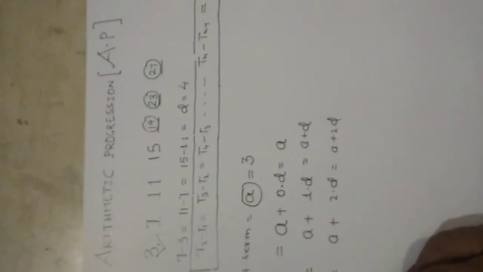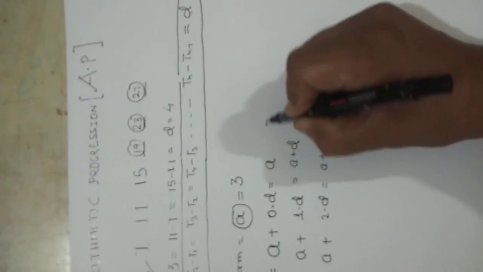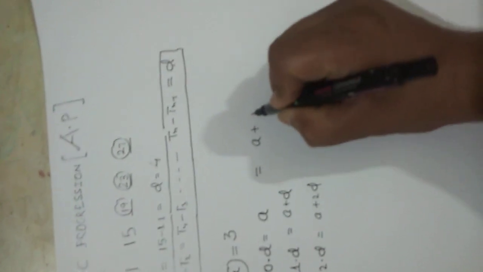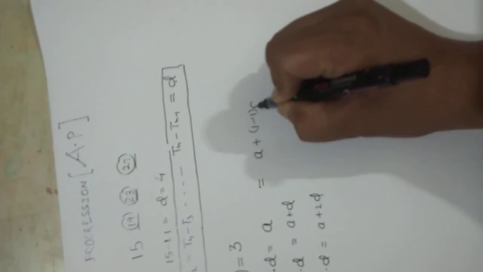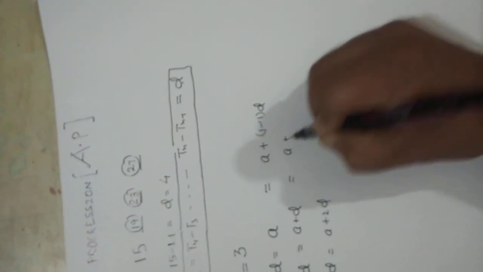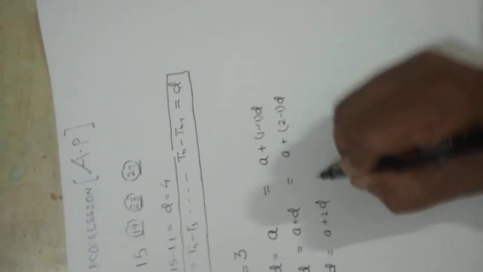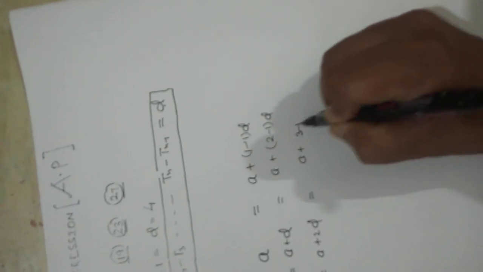Now my dear, you may think sir is writing 1D, 2D, 3D. No, wait. I just wish to establish the sequence here. First of all, you check here. This A is equal to A plus 1 minus 1 D. This is A plus 2 minus 1 D. This is A plus 3 minus 1 D. Whatever the term, one less than the particular term number multiplied by D, plus A, gives you the value of the term.